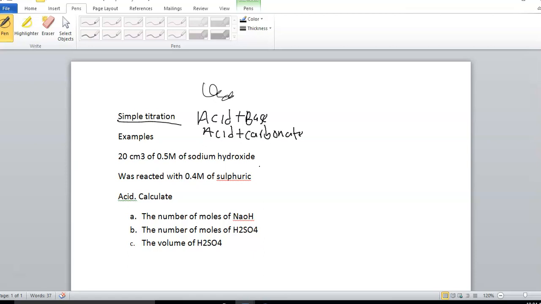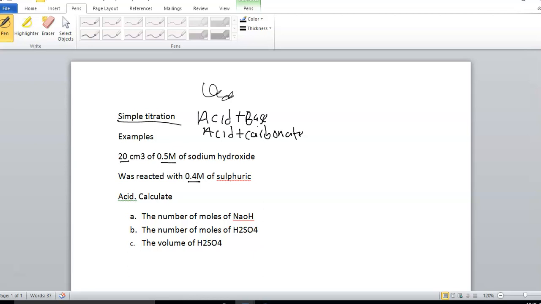In this question that we have today, we are reacting an acid with a base. You know that when an acid is reacted with a base, the product is salt plus water. So we have this question: 20 cm³ of 0.5 molar sodium hydroxide was reacted with 0.4 molar sulfuric acid.